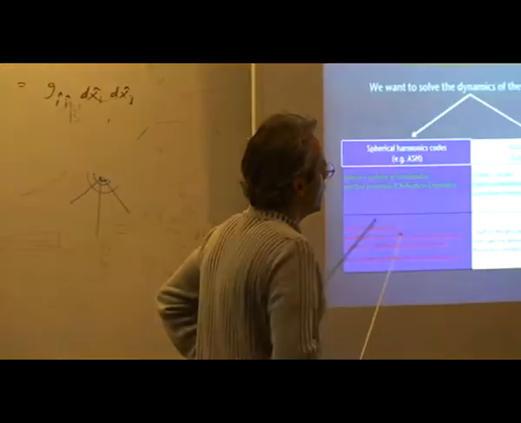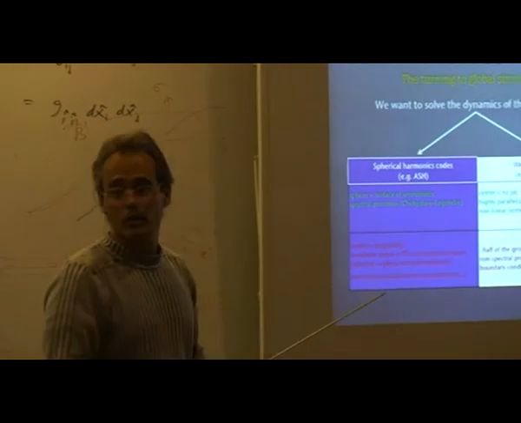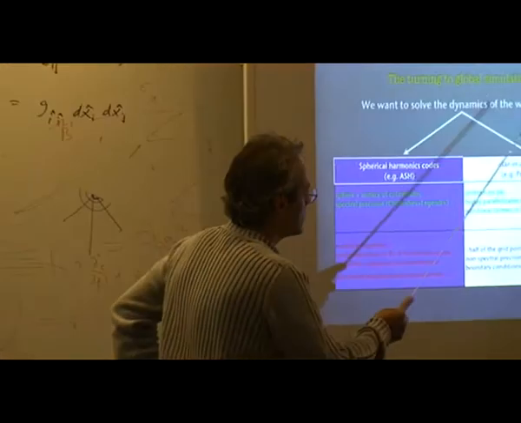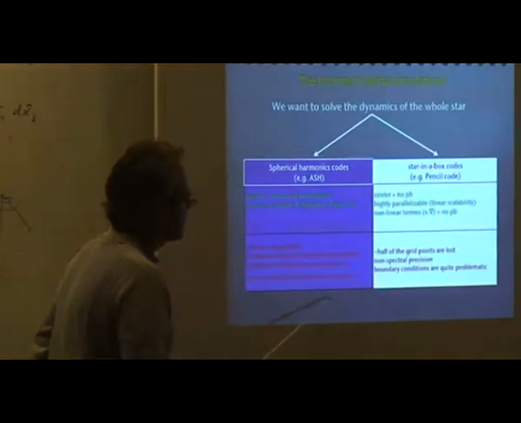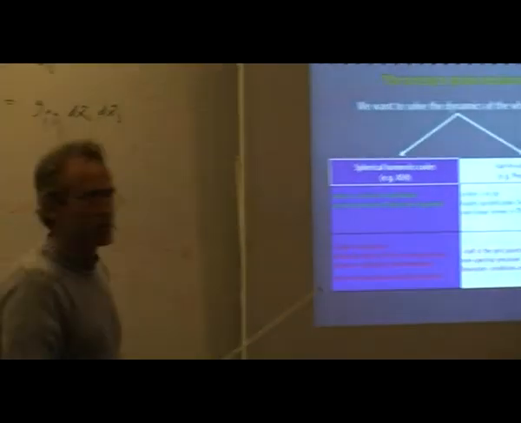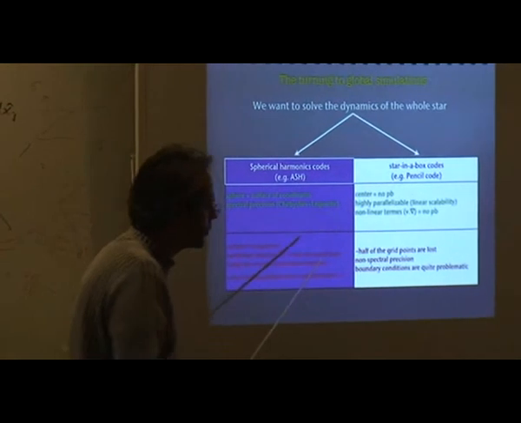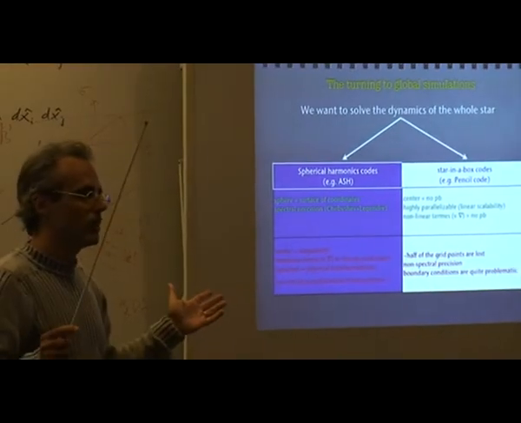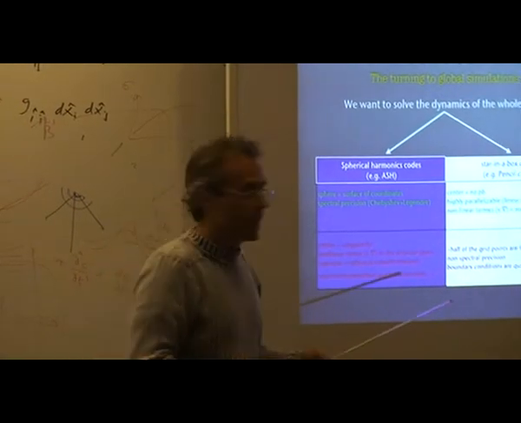In the star-in-a-box simulation, the center is no problem in this case. It's not a particular point of the grid. It's highly parallelizable, the scalability is linear, and for the nonlinear terms, of course, there is no problem because we remain in the physical space all the time. But the problem is first that half of the grid points are lost. All the points which are outside the star are lost. We compute those points, but we don't need them.